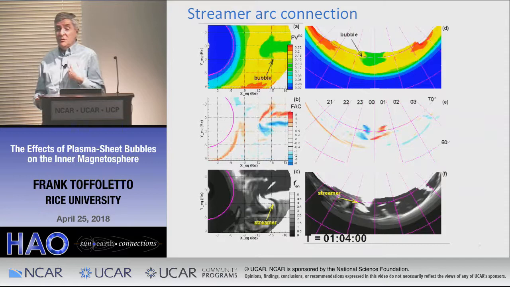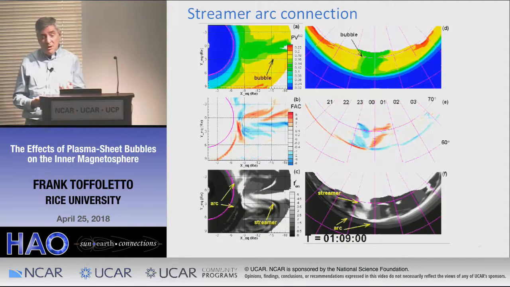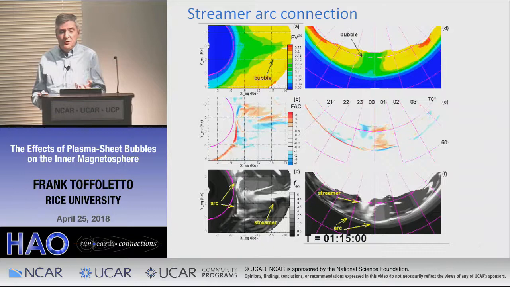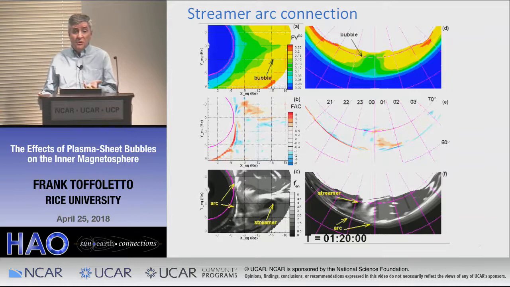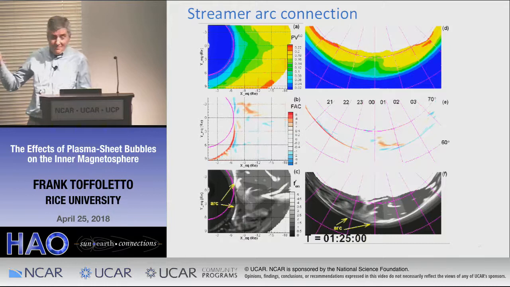But I think there is a very strong connection in the sense that these bubbles that are being formed are probably reduced entropy bubbles. Somehow plasma pressure is being reduced in the bubble. The obvious mechanism is reconnection. So if you have some kind of sporadic reconnection on the night side, which forms this low entropy bubble, it's then going to be associated with the formation of a substorm.